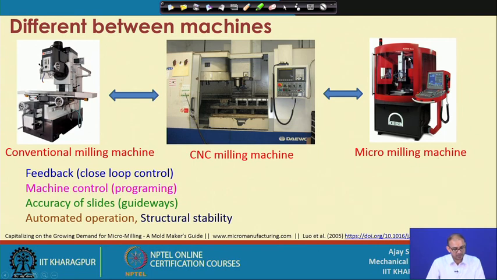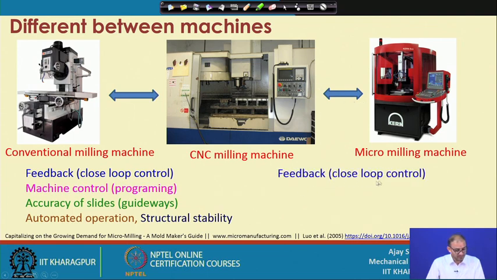We will have one demonstration class on this machine, which we have in our lab. So we can understand the different components and how this micro machining machine is different from the conventional CNC machine or the normal machine, which is also available in the lab. So now let us see how these things are different.